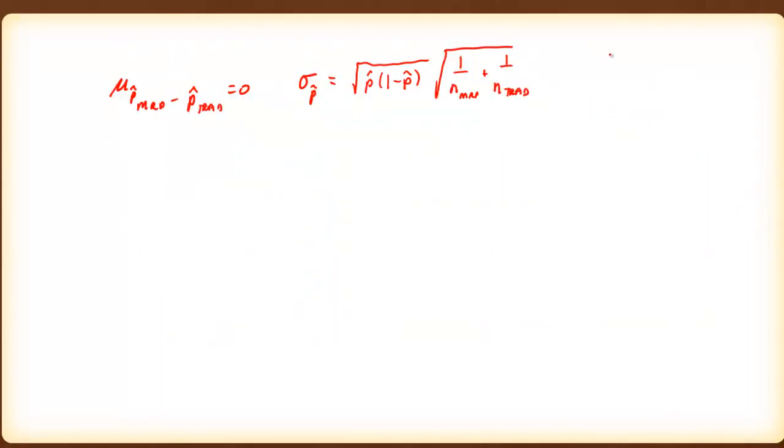So my p hat pooled is going to be 95 plus, how many passed the traditional? 70, right? Divided by 120 in the MRP plus 120 in the traditional. So it's 165 over 240. What does that work out to rounded to 3 decimal places?